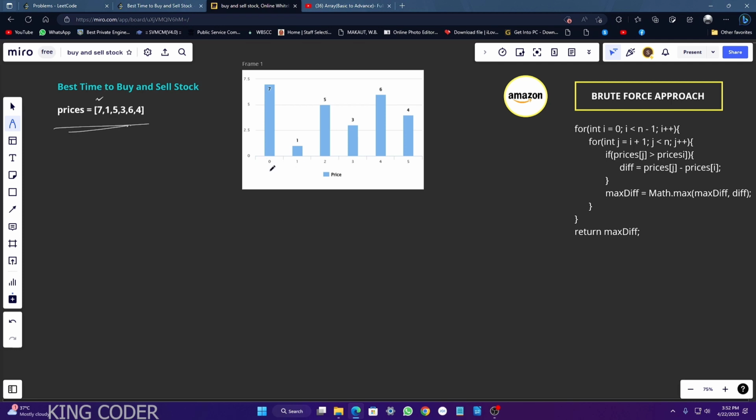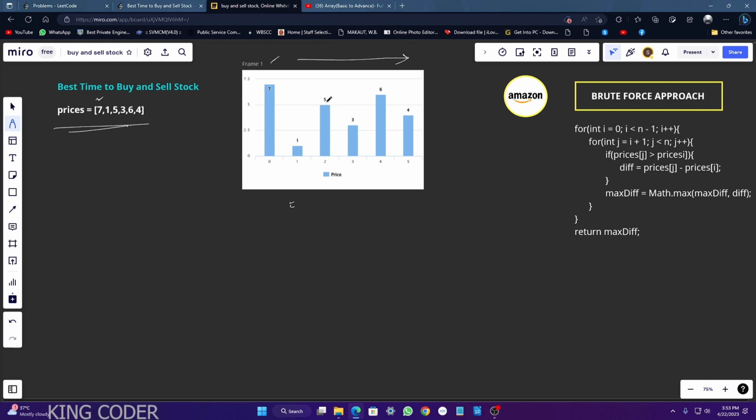So we can say at day 0 the price is 7, at day 1 the price is 1, at day 2 the price is 5, at day 3 the price is 3 and so on. If we buy at day 0, we cannot sell profitably, because if we sell on day 1 we will get a loss. If we sell on day 5 we will get a loss, day 3 loss, day 6 loss and day 4 also loss, because we are buying at a price of 7, so we need to sell that stock at a higher price.